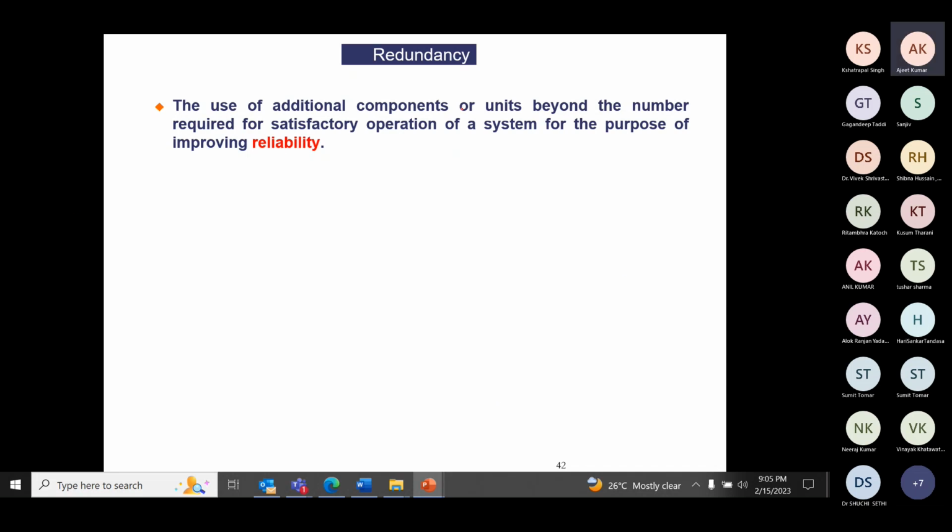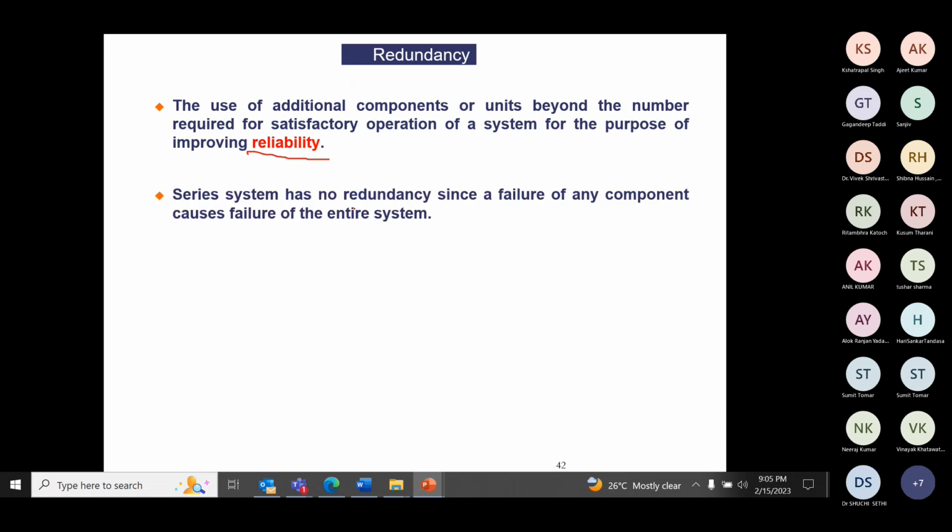So redundancy is the use of additional components or units beyond the number required for satisfactory application, for the purpose of improving reliability. See, again, you can say, sir, you are saying improving reliability, why are you saying reliability? It should be availability. So it's availability only. On a lighter note, we say reliability has been improved by redundancy. But after studying the reliability subject, you should understand reliability cannot be improved at component level. I'm talking about system level.